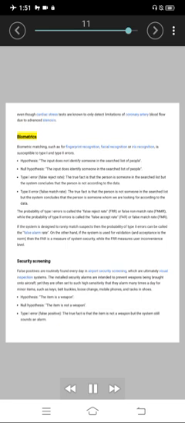Biometrics. Biometric matching, such as for fingerprint recognition, facial recognition or iris recognition, is susceptible to type 1 and type 2 errors. Hypothesis: the input does not identify someone in the searched list of people. Null hypothesis: the input does identify someone in the searched list of people. Type 1 error, false reject rate: the true fact is that the person is someone in the searched list, but the system concludes that the person is not according to the data.